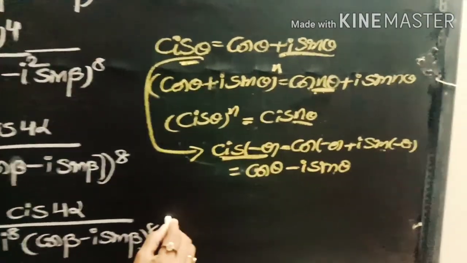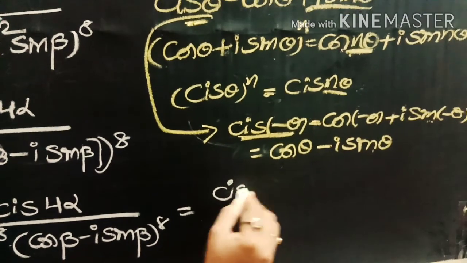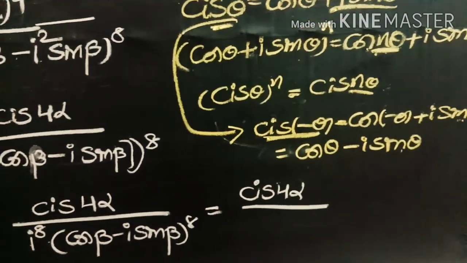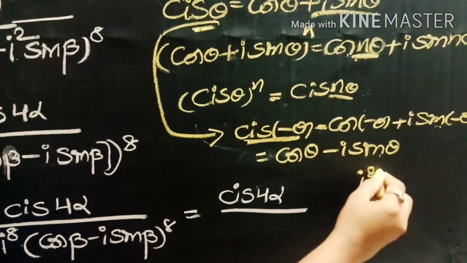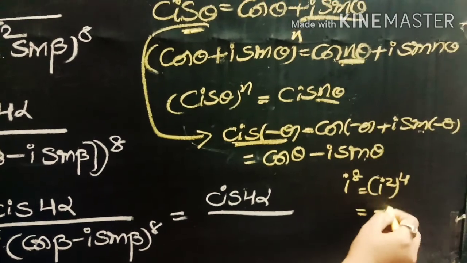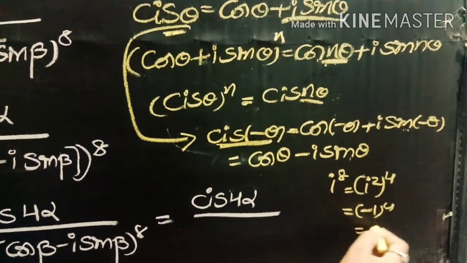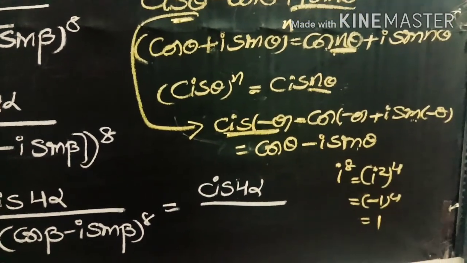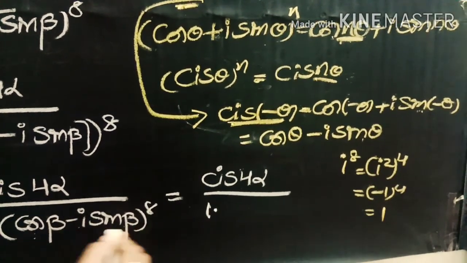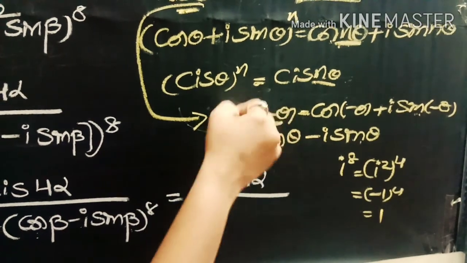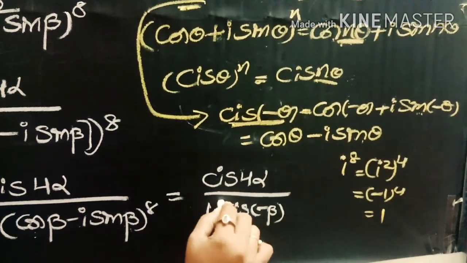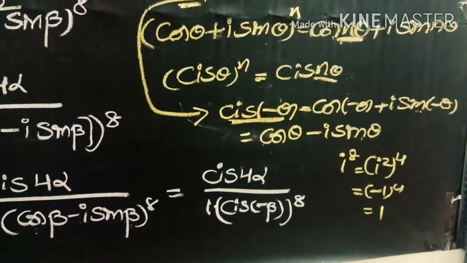Now this is taken as equal to cis 4 alpha whole by i^8. I^8 is equal to (i squared)^4. But i squared is equal to minus 1. (-1)^4 becomes 1. So this value becomes 1. 1 into, now this is cos beta - i sin beta. Cos beta - i sin beta is nothing but cis of minus beta. (Cis of minus beta)^8.